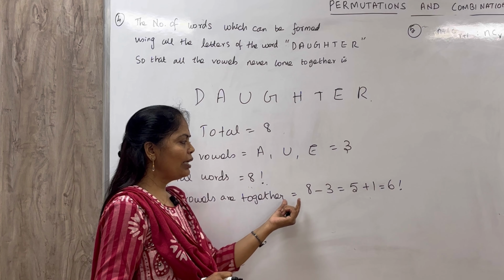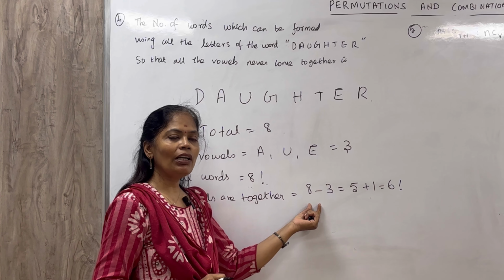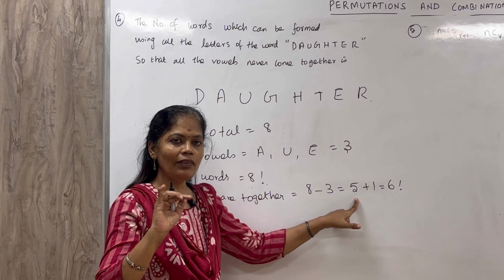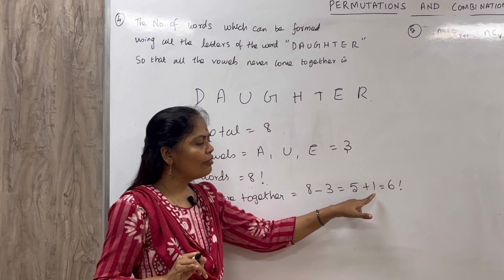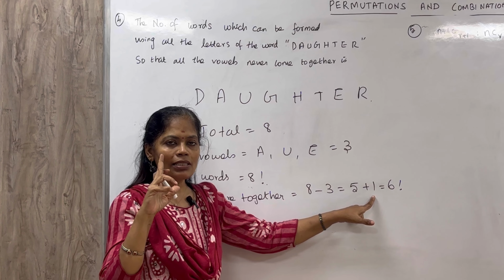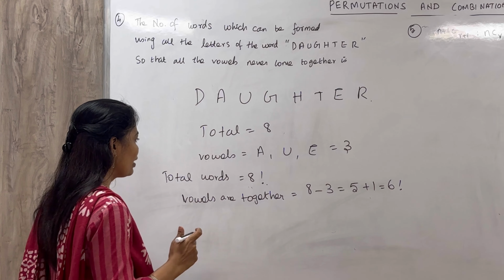Vowels are together means, see, total letters are 8. The vowels are 3. I am removing all the 3 vowels. So how many letters are there now? 5 letters. I take all the vowels as a single letter, since all the vowels are together. So all the 3 are used as a single letter. So 5 plus 1 is 6. Okay, 6 factorial. This is when vowels are together.